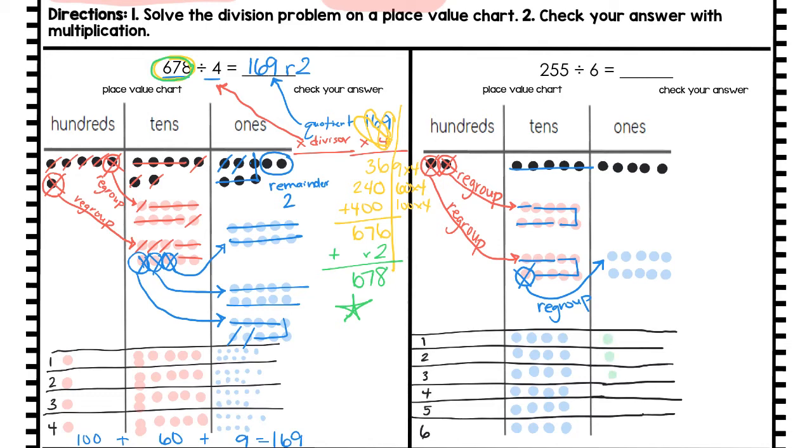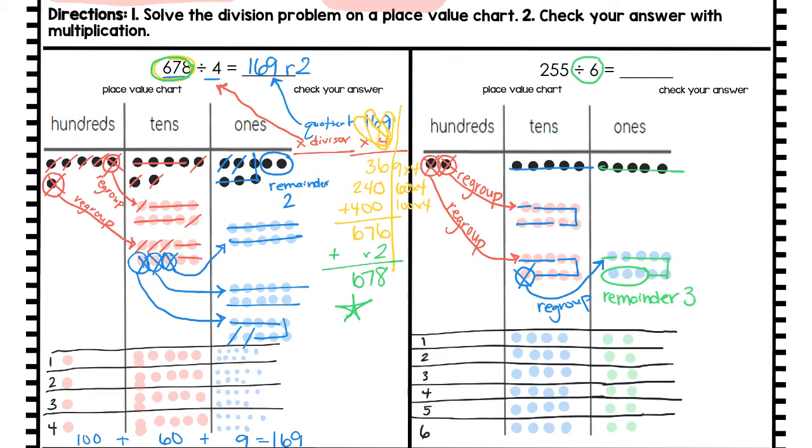1, 2, 3, 4, 5, 6. I've used 6. I have enough to keep going. 7, 8, 9, 10, 11, 12, for 6 more. And I have 3 left over. And we call those leftovers remainders. So I have a remainder of 3. I can have a remainder of 3 because it's still less than my divisor.